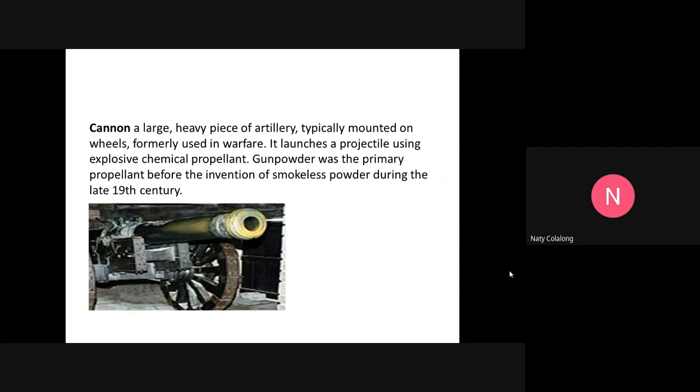So we have here an image of a cannon. Cannon is a large, heavy piece of artillery, typically mounted on wheels. This is formerly used in warfare. It is mounted on wheels. It launches a projectile using explosive chemical propellant. Gunpowder was the primary propellant before the invention of smokeless powder during the late 19th century.